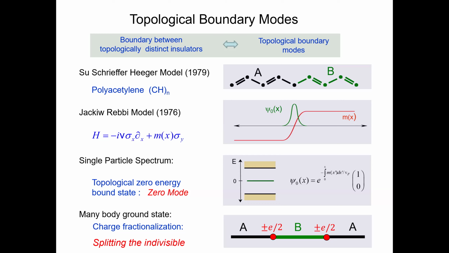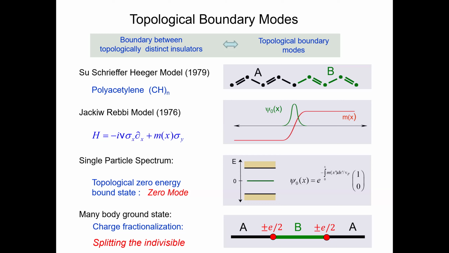Okay, so it can't move away from zero, because if it tried to move away from zero, its partner would have to appear out of nowhere, suddenly, and that can't happen. So this zero mode is topologically protected.